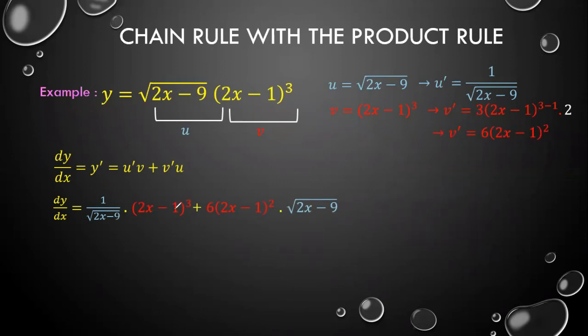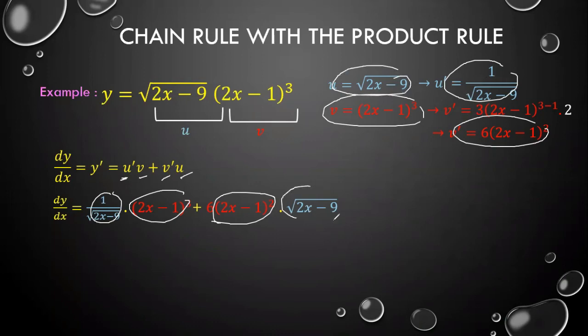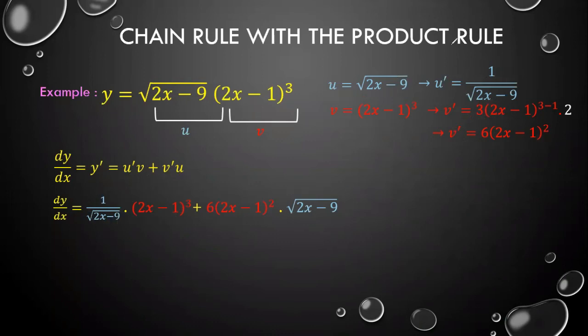Okay, times v, 2x minus 1 cubed. You accent this one right here. Here, 1. And then v. V is this one, right? V prime, this one. And then u is this one, u prime. Very clear, right? Okay.